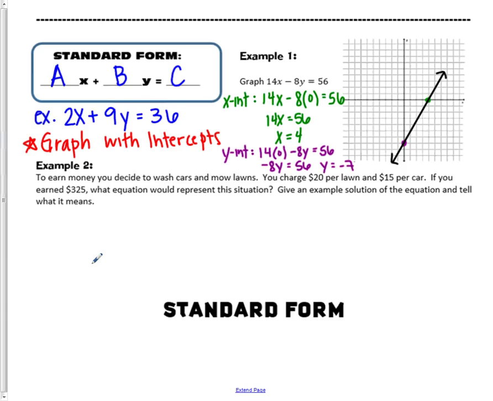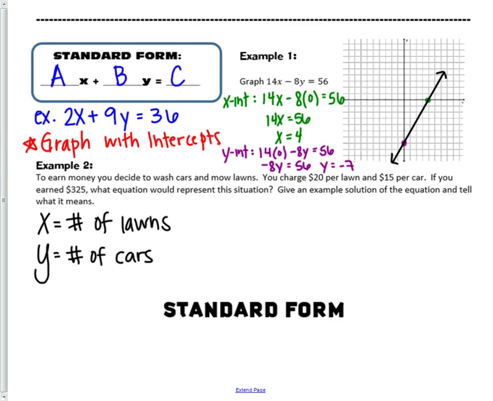So let's think about what we don't know. We don't know how many lawns, we don't know how many cars. So those are our two variables. And remember, only x and y should be the variables in our final equation. So that means x needs to be one of the unknowns and y should be the other. So if we're looking for the number of lawns, then that's how we'll define it. X is the number of lawns. So then y would have to be the number of cars.